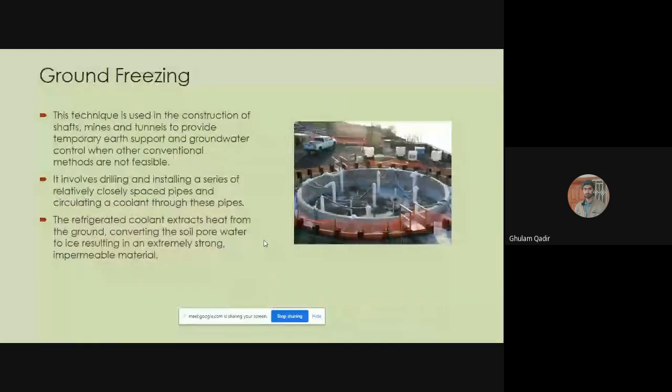Another technique that we use nowadays is ground freezing. This technique is used in the construction of shafts, mines, and tunnels to provide temporary earth support and groundwater control when other conventional methods are not feasible. Ground freezing is done for almost all types of soils that are near saturation or completely saturated. The concept is to convert pore water into ice. Mainly liquid nitrogen is used with brine for ground freezing.